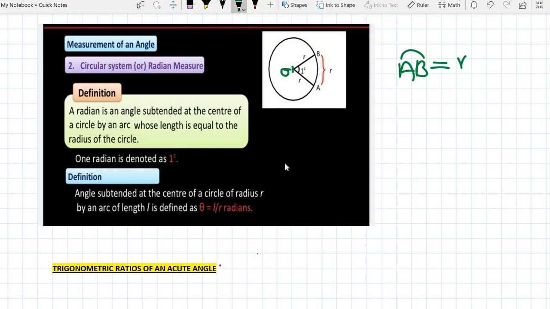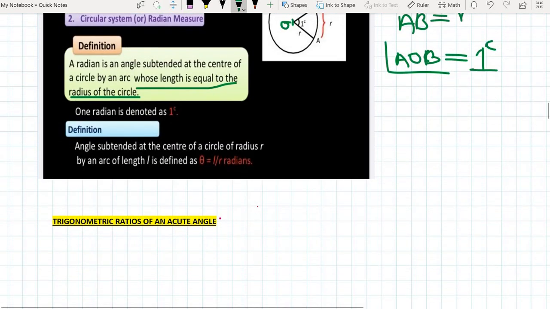Of length r units. Then the angle subtended at the center of the circle is considered to be 1 radian. So 1 radian means it is an angle subtended at the center of the circle by an arc whose length is equal to the radius of the circle. Suppose if we consider the radius as 1 unit, then the circle becomes a unit circle.